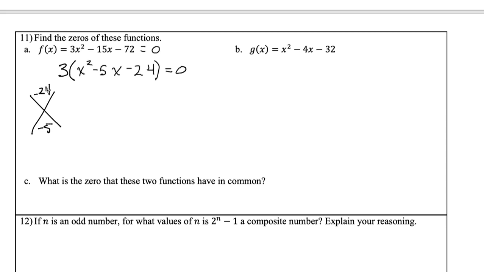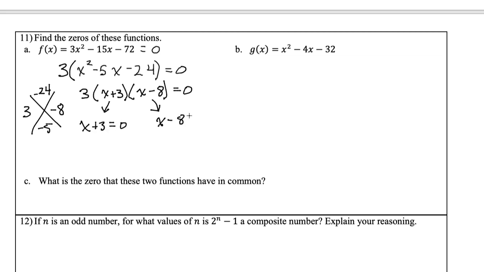What times what is 24? Well, 1 and 24, that doesn't work. 2 and 12, no. 3 and 8, ooh, 3 and 8 I think will work. Let's make the 8 negative, and yeah, that looks like it works. So that means my factored form is 3 times x plus 3 times x minus 8 is equal to 0, and then from there, x plus 3 is equal to 0, and x minus 8 is equal to 0. Therefore x is equal to -3. That's one answer, and add 8 to both sides, x is equal to 8, which is our second answer.